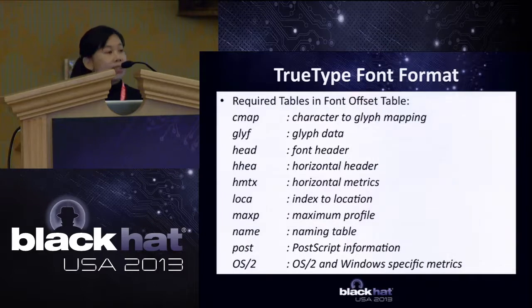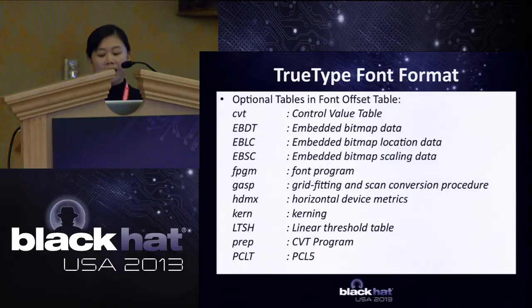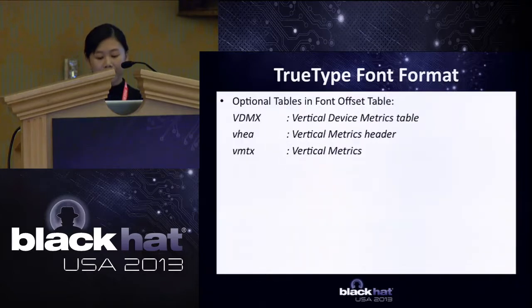This slide lists the required tables in the font offset table, which include cmap, glyf, head, hhea, loca, maxp, and etc. However, they can also include some optional font tables, such as CBDT, EBDT, EBLC, EBSC, and some more. And all the tag names for each table must be registered with Apple Developer Technical Support.